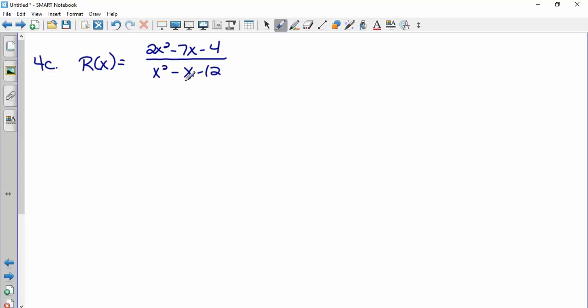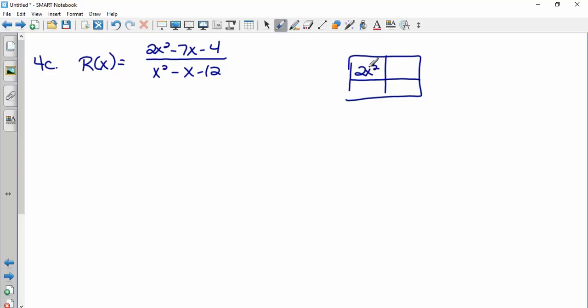On the test, I will break this into like an A, B, C, D question. So part A, I'm going to say factor the numerator and denominator. So to factor the top, what will I have to do? Box method. Can I do the shortcut? No, because of the 2. So you have to do the full box method.